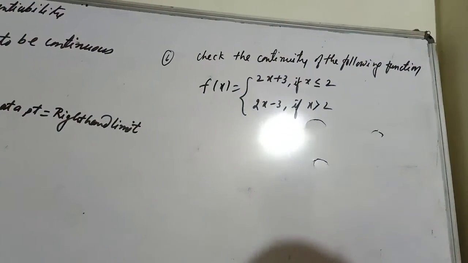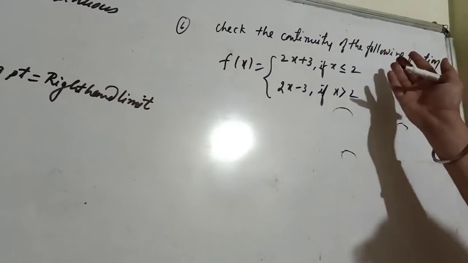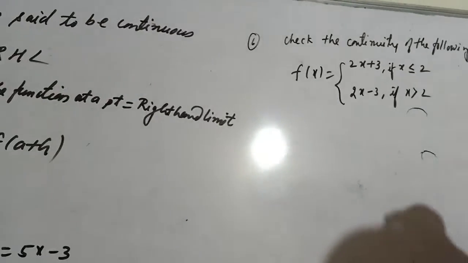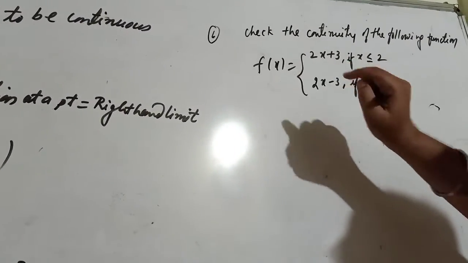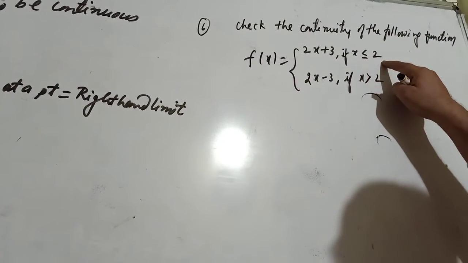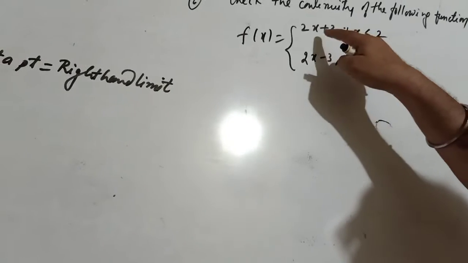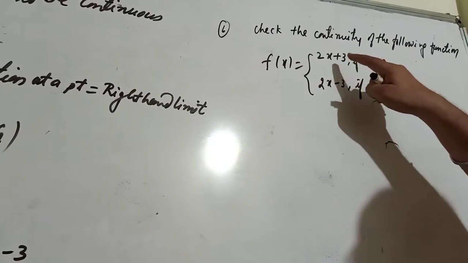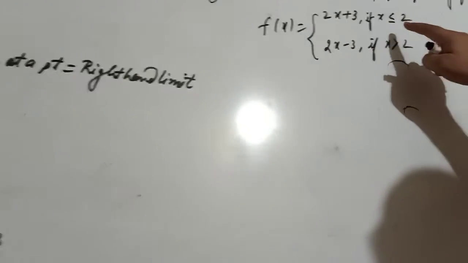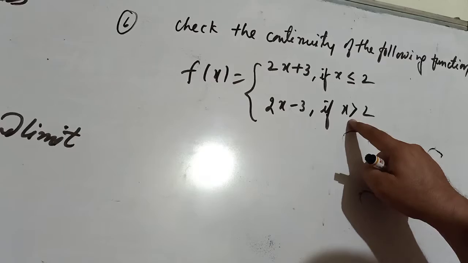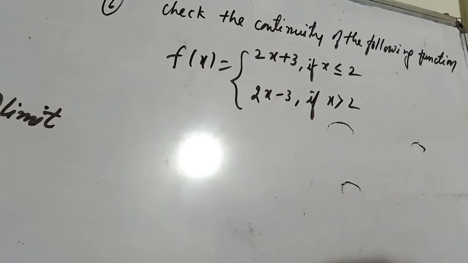we are doing another question. Check the continuity of the following function. Here a simple function was given in one line. Here the function is given like this. This shows that when x is less than or equal to 2, you have to use this function. Means for 2 minus h, this function will be taken. For x equal to 2, this function will be taken. But for greater than 2, this function will be taken.